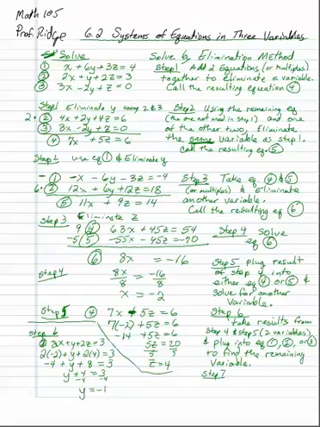Our solution is a point in 3 space. So write your answer as a point, unless it's one of the special cases, which we'll talk about in a minute. So our solution is x is negative 2, y is negative 1, z is 4, so it's the ordered triple, negative 2, negative 1, 4.